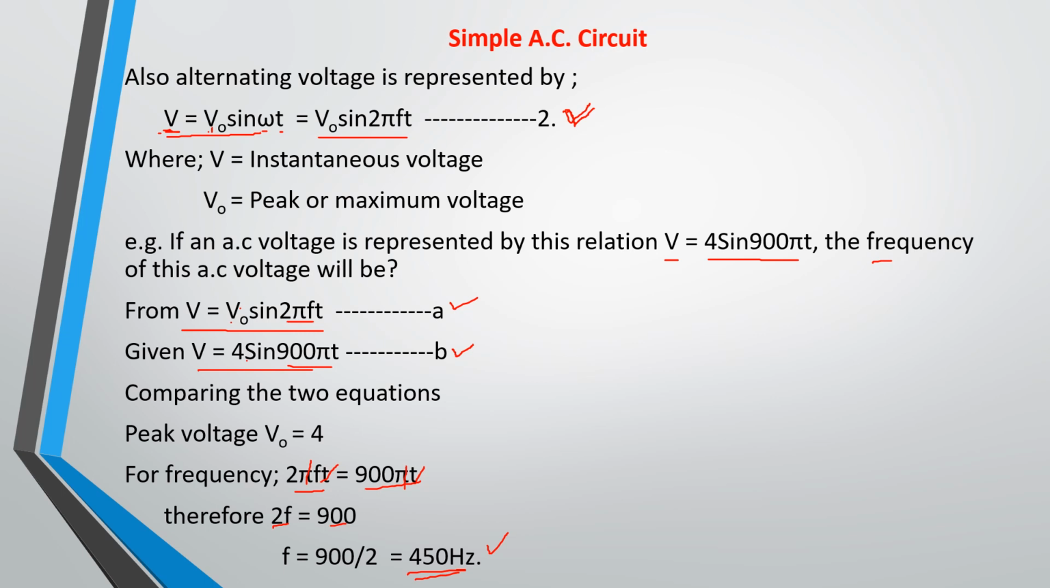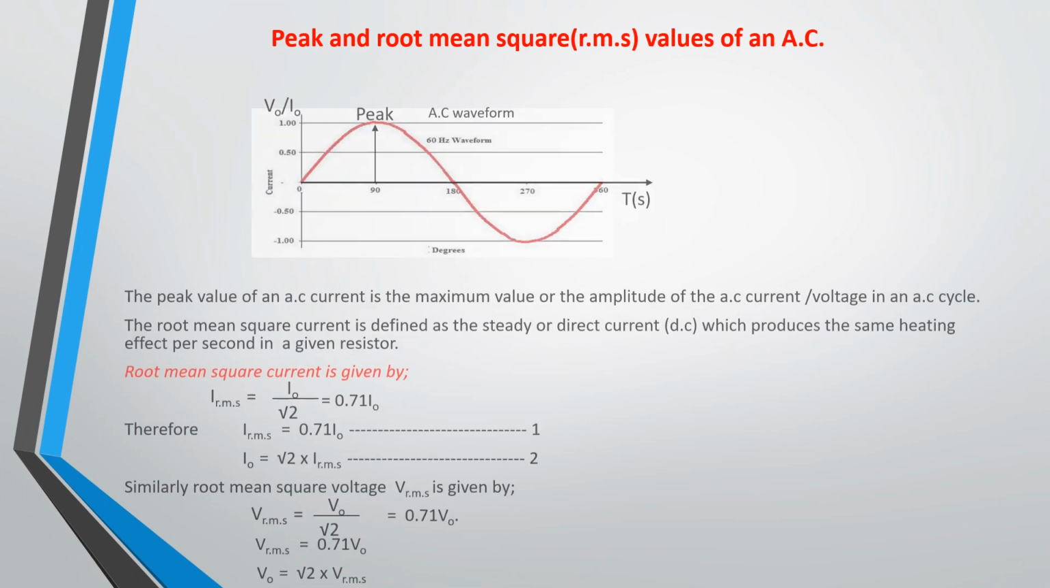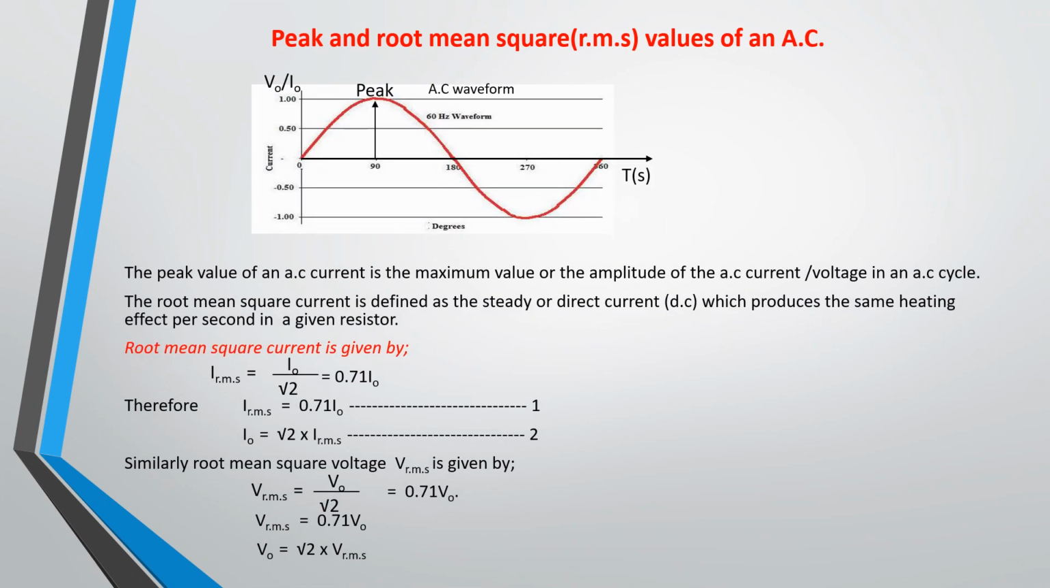So having said this, the best thing I want us to do is to also look at peak value and root mean square value of alternating currents. Peak and root mean square value of alternating current.